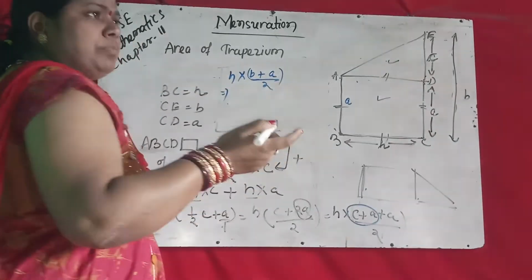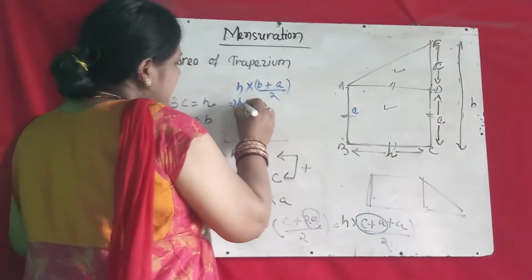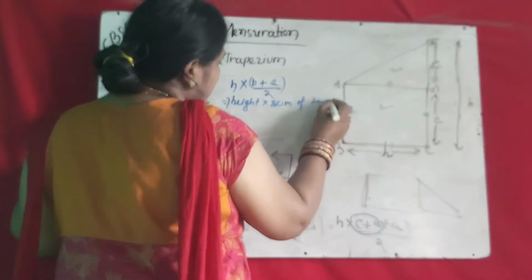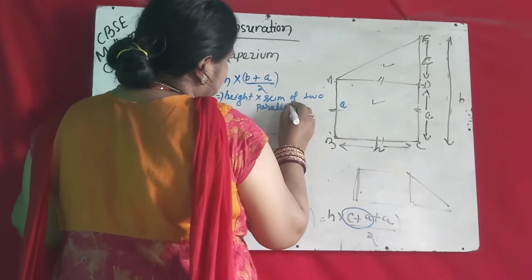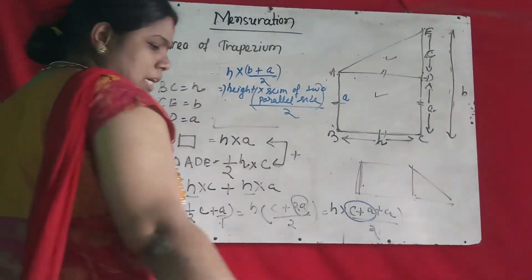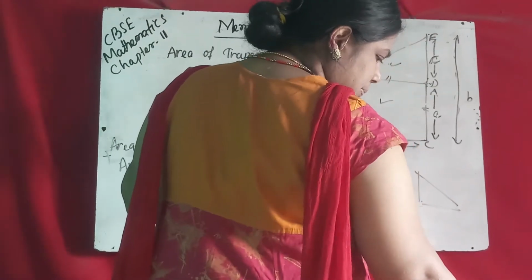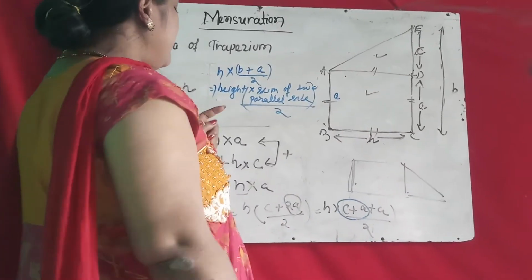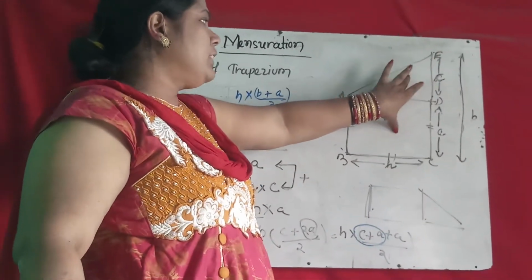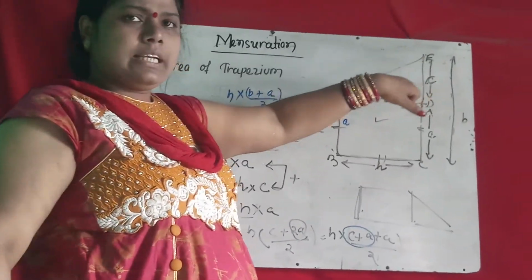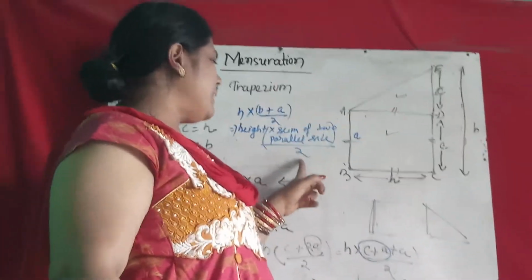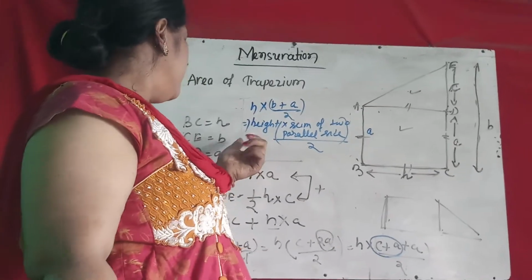So the formula: the area of the trapezium is half into height into the sum of the two parallel sides. You first find the area of the rectangle, then the area of the triangle. When we add these two areas, we get the complete area of the trapezium. So the formula is half height into the sum of the two parallel sides. This is the area of the trapezium.